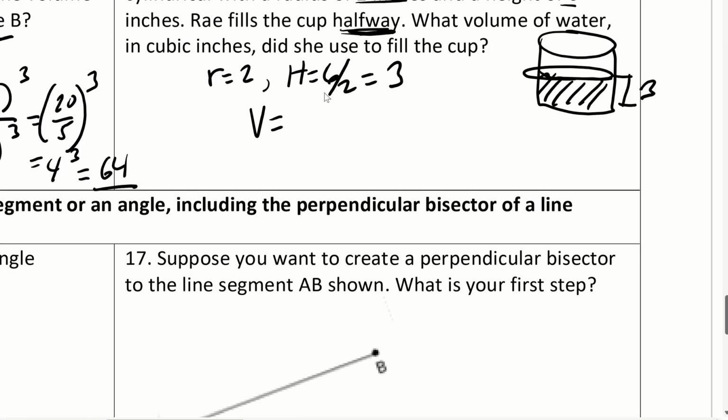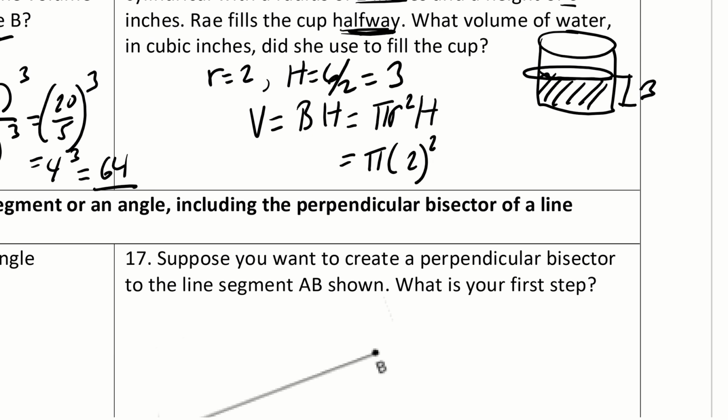All right, so we said this is equal to B, capital H, but we said that B is pi r squared because it's for a circle, right? So we have pi r squared H. All right, so we got pi, we had the radius was 2. We have the height is now going to be 3 because we're only filling the cup halfway.